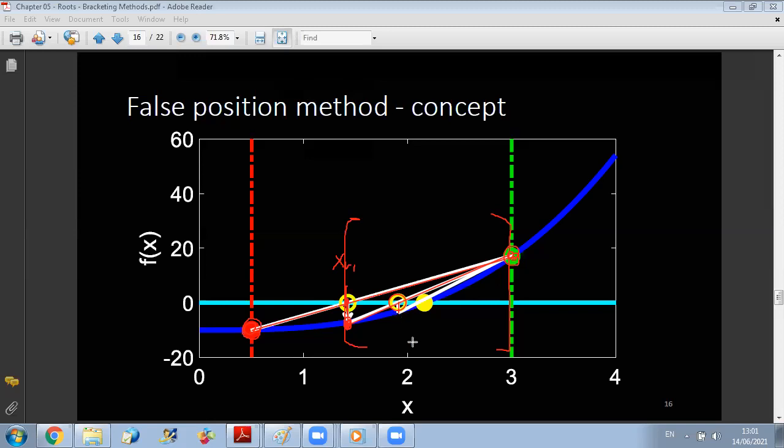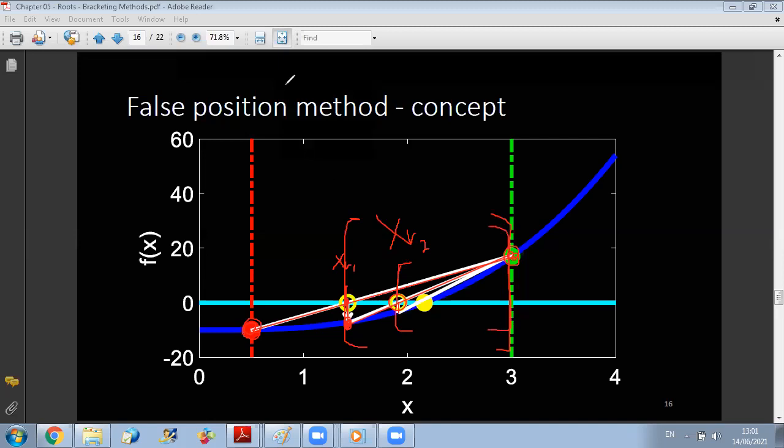Because f is still negative and the f at the lower end is positive, then I can say that my root is between xr2, the new estimate for the root. So this is xr2. And because f of xr2 is negative while f upper is positive, the new bracket now is between xr2 and x upper.